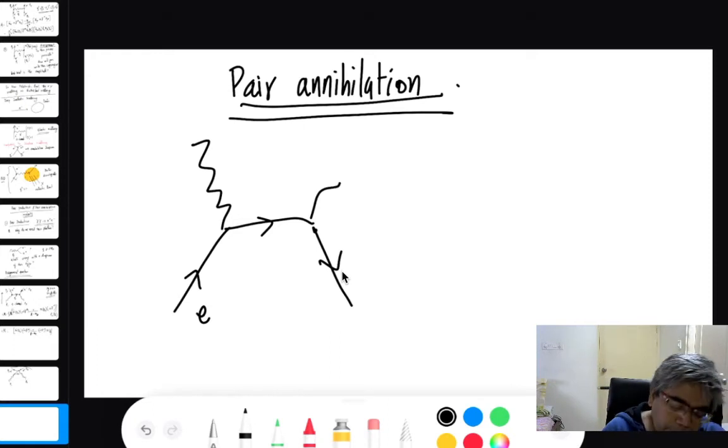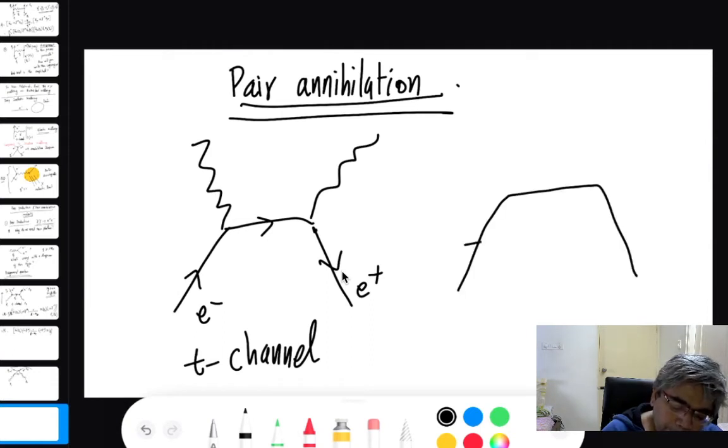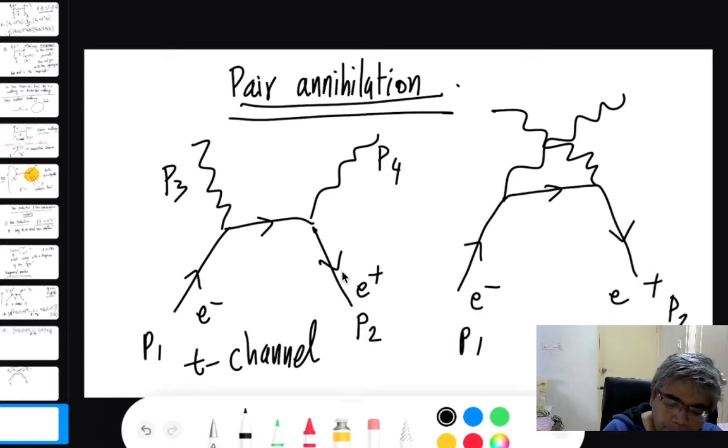This is your T-channel process, e plus, e minus. And then the opposite also will happen, so the cross term will also happen. So this is e minus, e plus. Now, let's just assign the momenta: P1, P2, P3, P4.